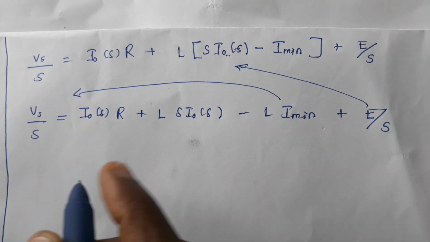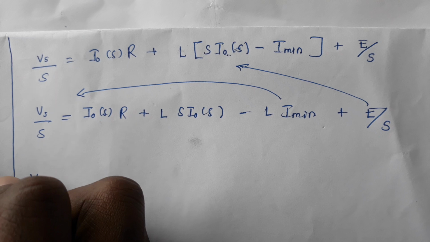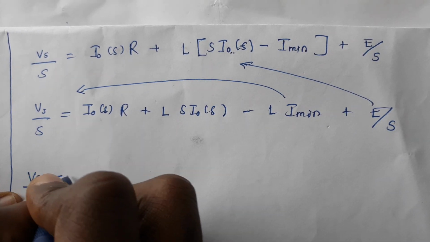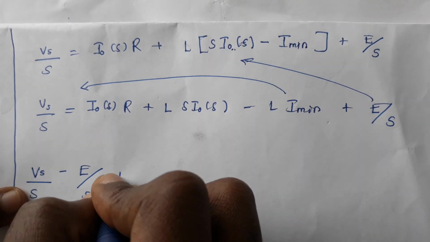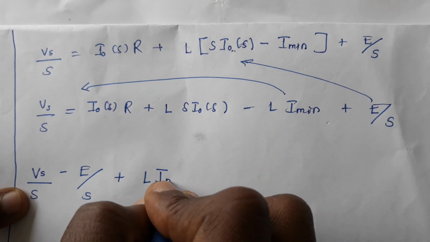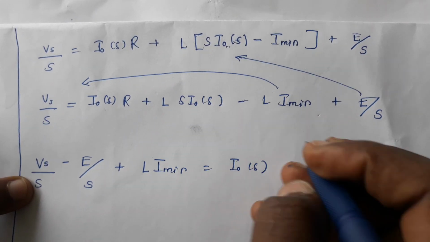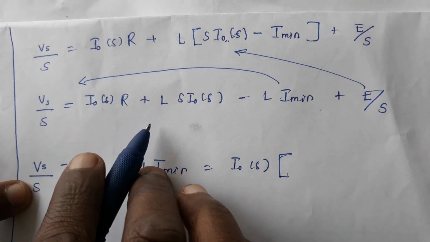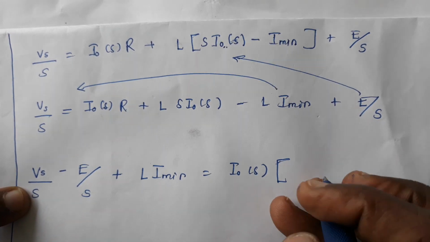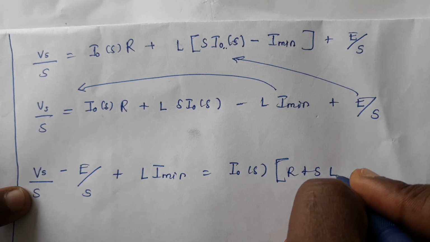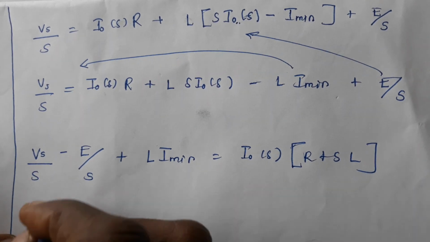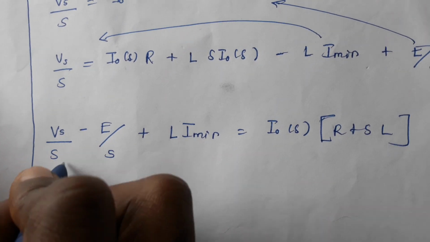Similarly, that one you can also take to the other side of the bracket. So you're going to have Vs over S minus E over S, plus L I min equals I out of S multiplied by brackets, you have R plus SL. So this, we can put under a common denominator.